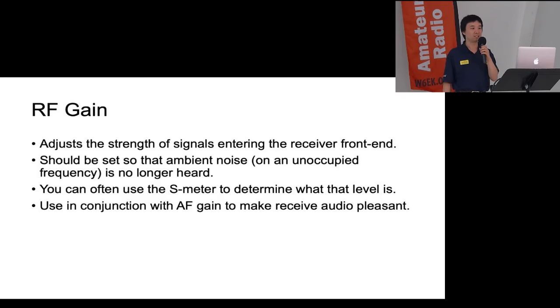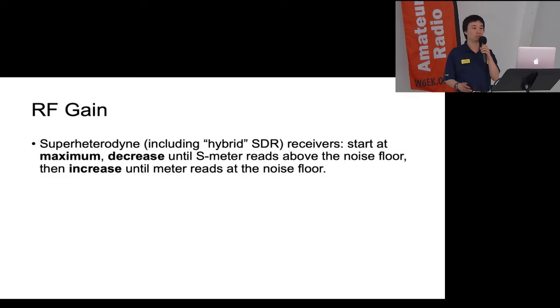Pleasant is subjective. Like, how loud do you want it? How loud do you turn it so that you don't hear the background noise, but you do hear the voice you're trying to pick out? So like I said earlier, with superheterodyne receivers, you start at the maximum and you decrease until the S meter reads just above the noise, and you increase it until you read the noise on your meter.